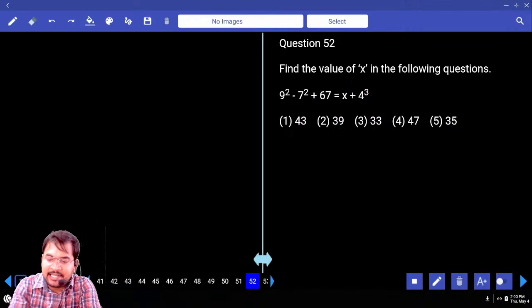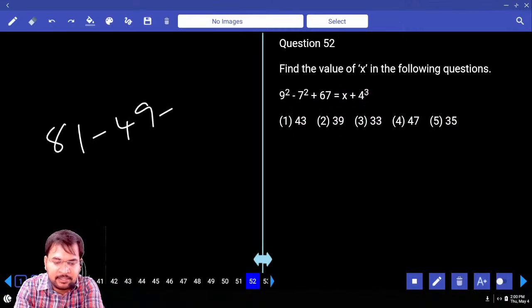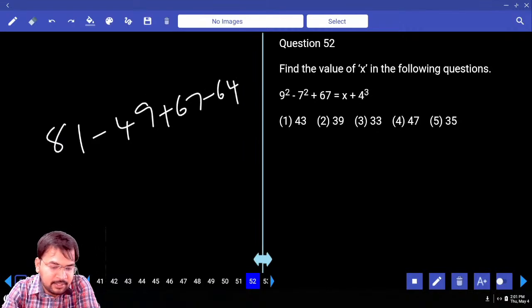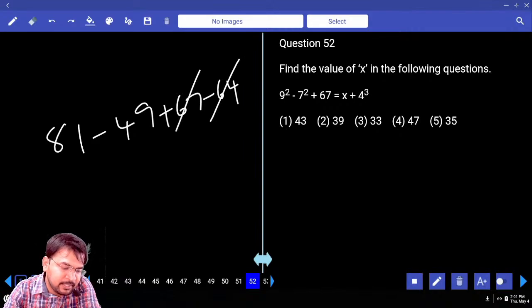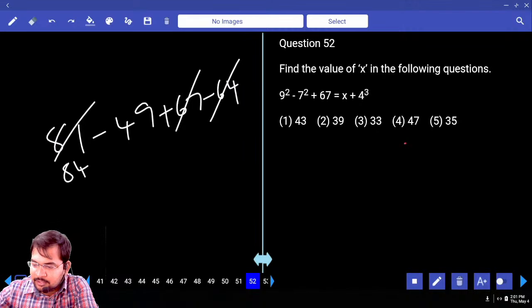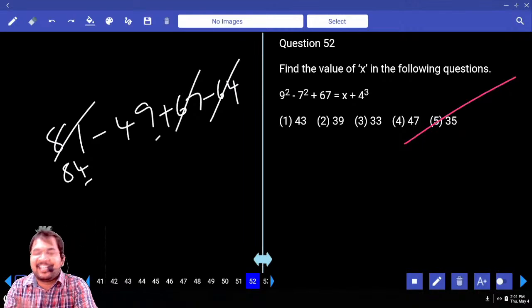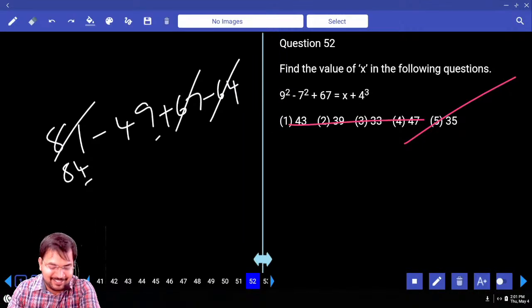Next, 9 square, 7 square plus minus 64 is equal to x. This is plus 3, which is nothing but 84. 84 minus 49 is 35. Here there is 4, here there is 9, and the difference is 5. End with 5, only one option.